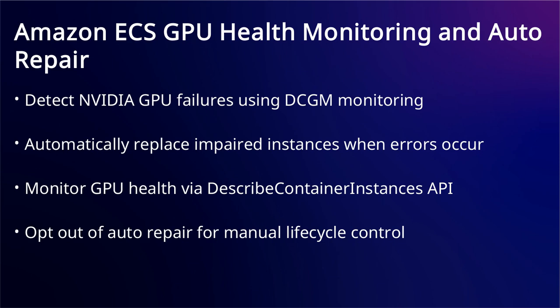You can monitor GPU health status through the DescribeContainerInstances API and receive EventBridge notifications when instances become impaired. For scenarios where you need manual control, you can opt out of auto repair at the capacity provider level and implement your own remediation logic. This capability is enabled by default on all supported NVIDIA GPU instance types at no additional cost across all AWS commercial regions.